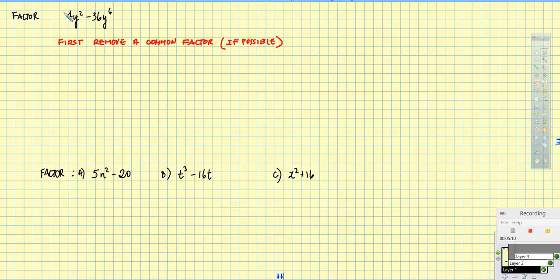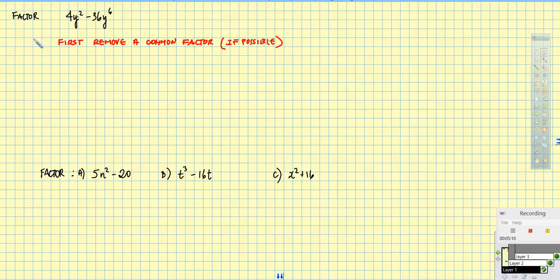So if I have 4y squared minus 36y to the 6th, then what I can do here is, again, remove a common factor first. Those are the steps that you want to be taking. First you check to see if you can remove a common factor. Then you check to see how many terms there are. If there's 4, chances are you're going to have to split it into 2 groups of 2. And if there's neither of those, then the next thing you would check for would be the difference of squares.